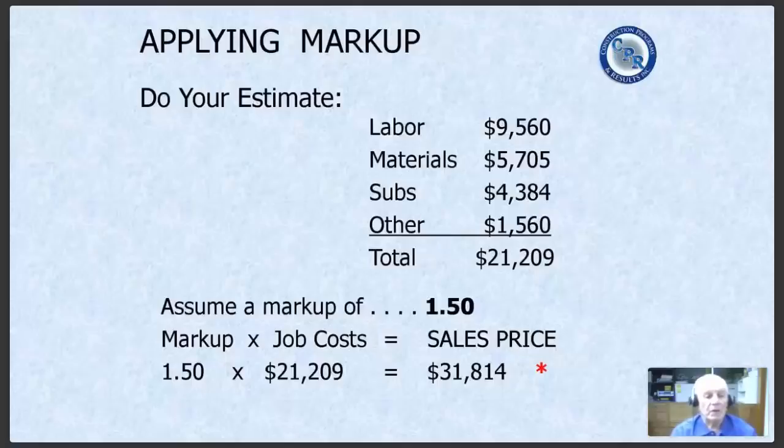Okay, so we take our formula, markup times job cost equals sales price. We take our markup, 1.50 right here. We take our job cost of $21,209 right here. So we take 1.50 times $21,209, and we get a sales price now of $31,814. Now, keeping in mind that in a markup, the 1 represents your job cost, this number right here. That's the 1. The 0.50 represents your overhead and profit. Now, if you've calculated your overhead correctly, you know exactly how much profit you want. There's no room to cut prices. Okay, so that should be fairly clear now.